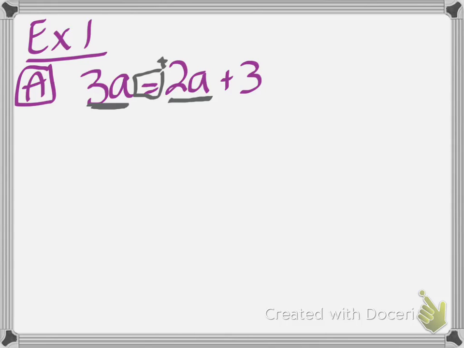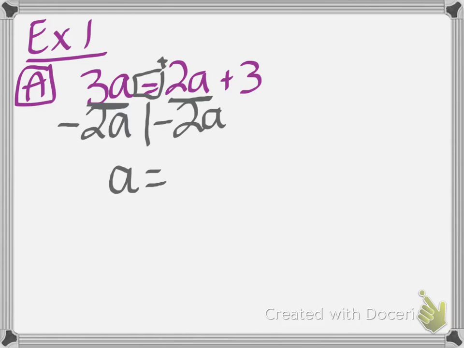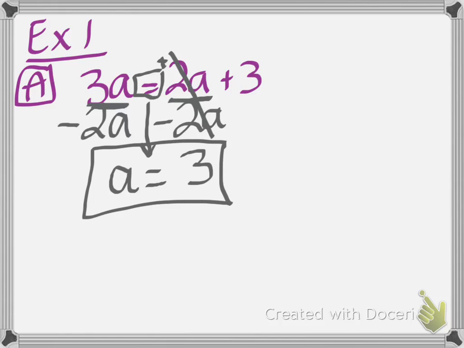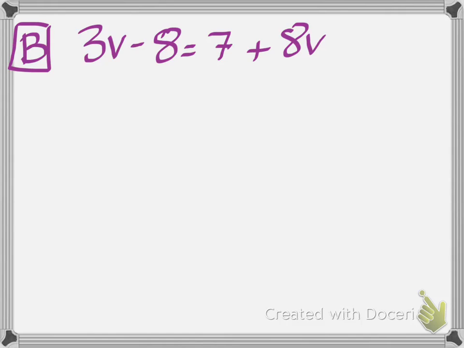2a is a positive, it's a plus 2a. The inverse is a negative 2a. So I'm going to subtract 2a from both sides. 3a minus 2a is 1a, or just a. Here's my equal sign, it comes straight down. 2a minus 2a, it goes away. And then 3 is what's left over. So my answer for this example 1a is a equals 3. Let's try a harder one now.